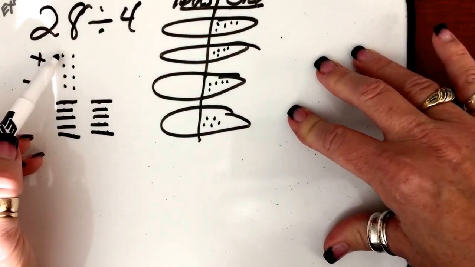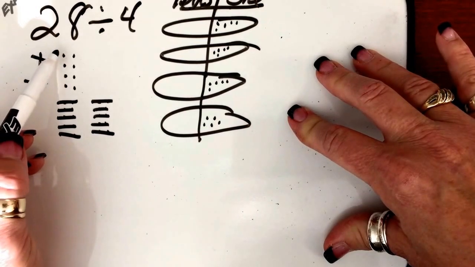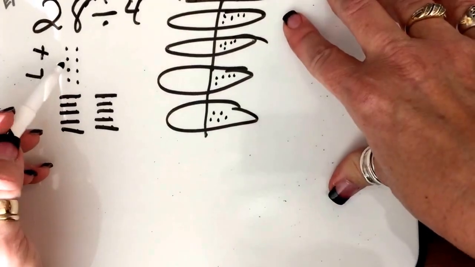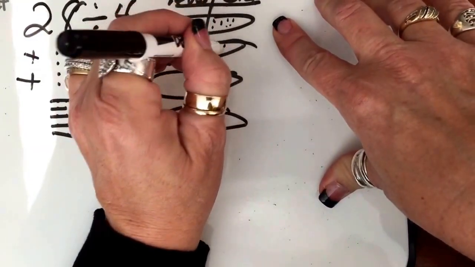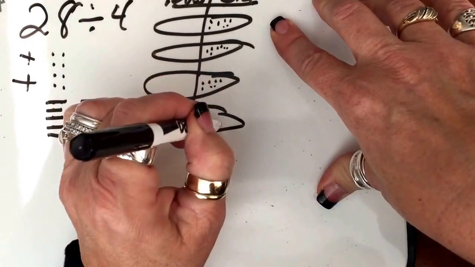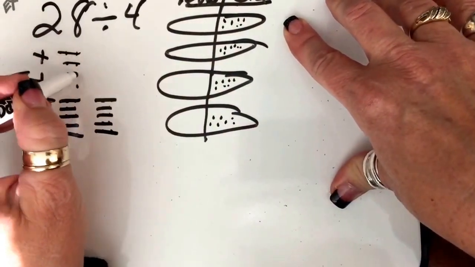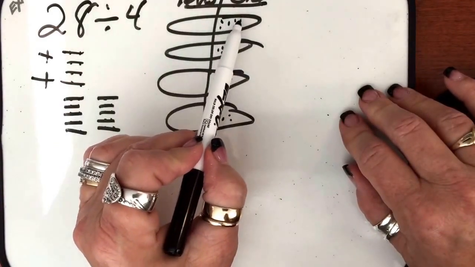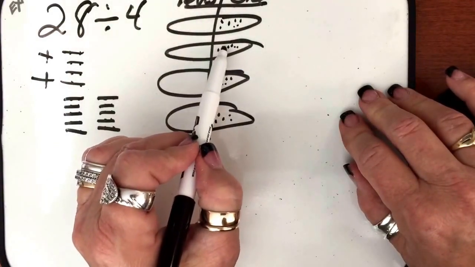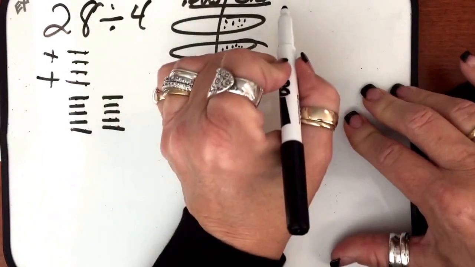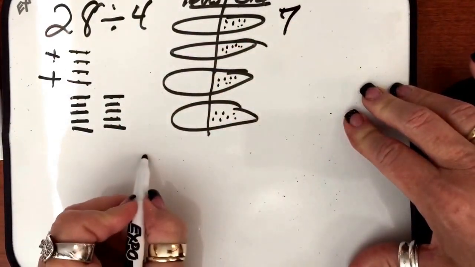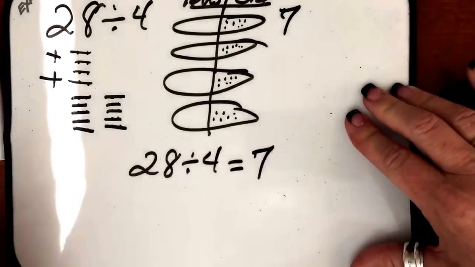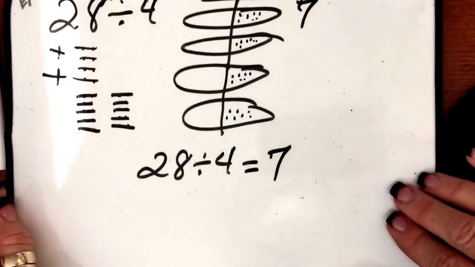And now I'm going to come up here. What am I going to do here? 1, 2, 3, 4, 5, 6, 7, 8. Oh, I can give each one 2 dots. I used those. So now let's see what my answer is. 1, 2, 3, 4, 5, 6, 7. Wait a minute. 1, 2, 3, 4, 5, 6, 7. My answer must be 7. 28 divided by 4 equals 7. Okay, I hope that makes sense to you and you get it.